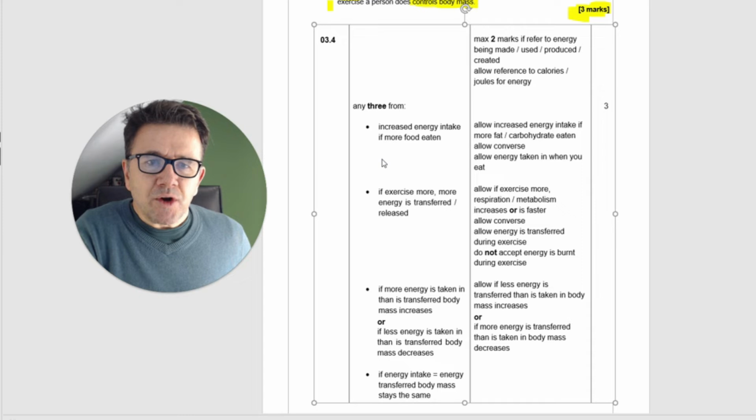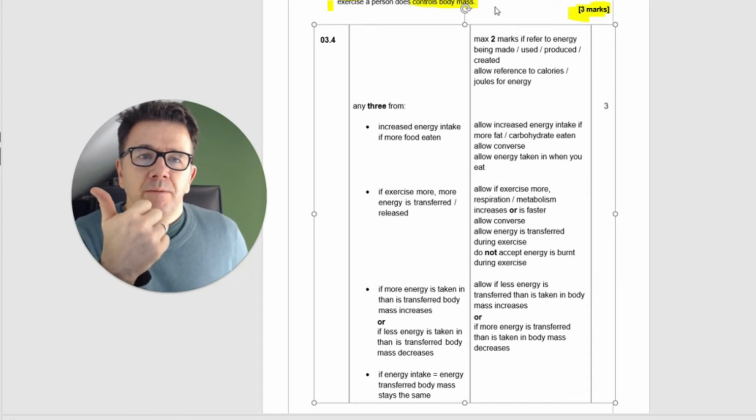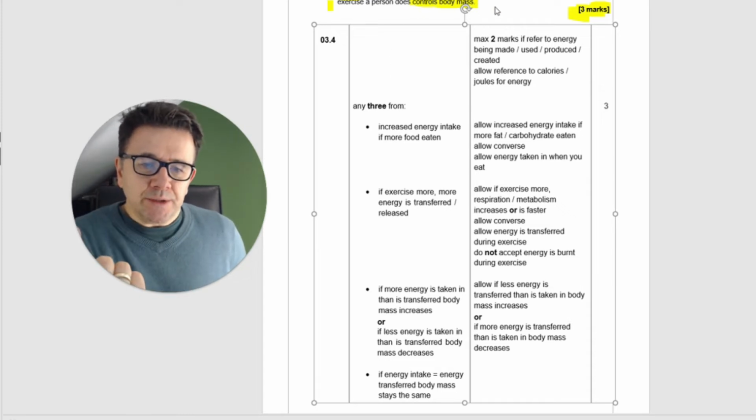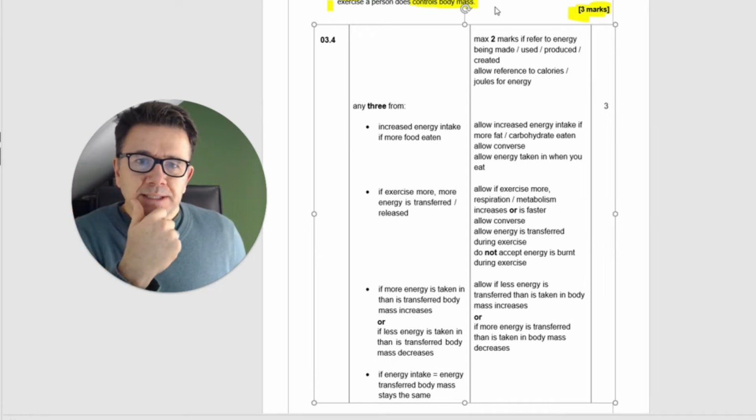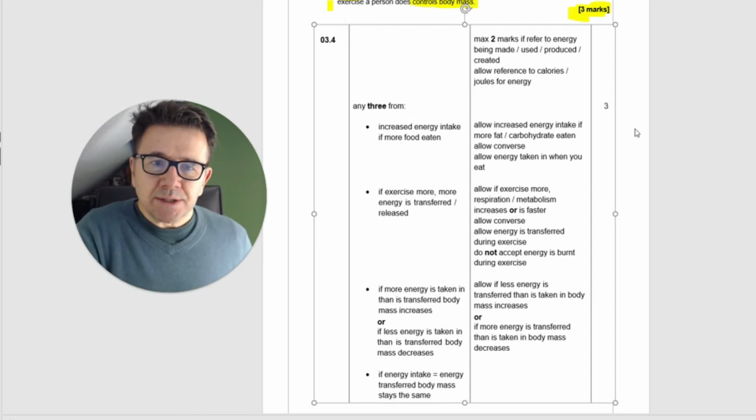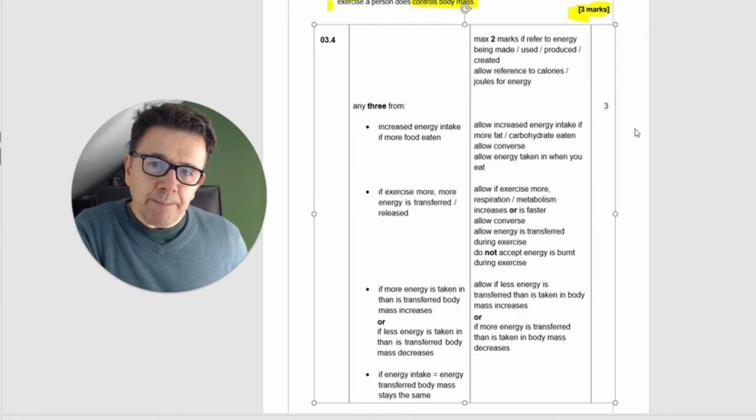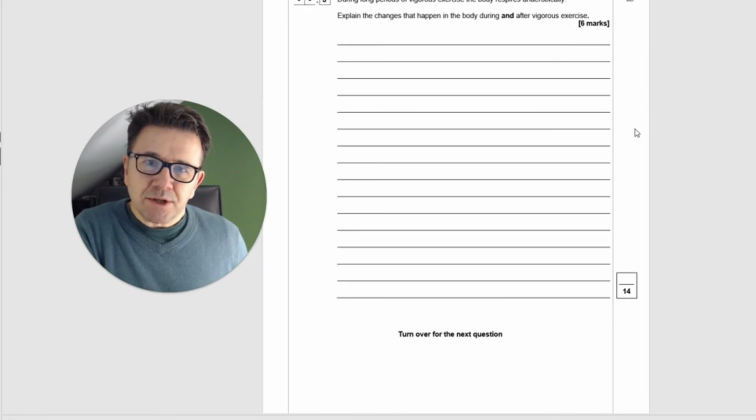So what you've got to try and do is split up that type of question. Think about if you overeat, if you undereat, if you stay the same, what will happen to energy intake and therefore your body mass. I think some of you did struggle with that question, so it might be worth looking at that a bit more carefully. Right, on to question 3.5.